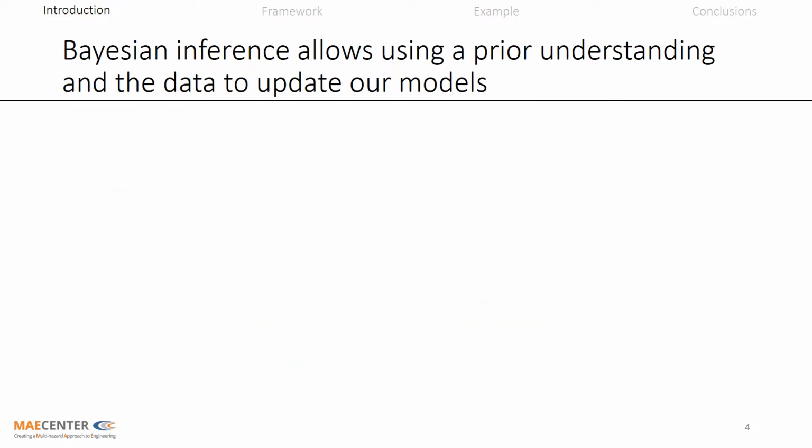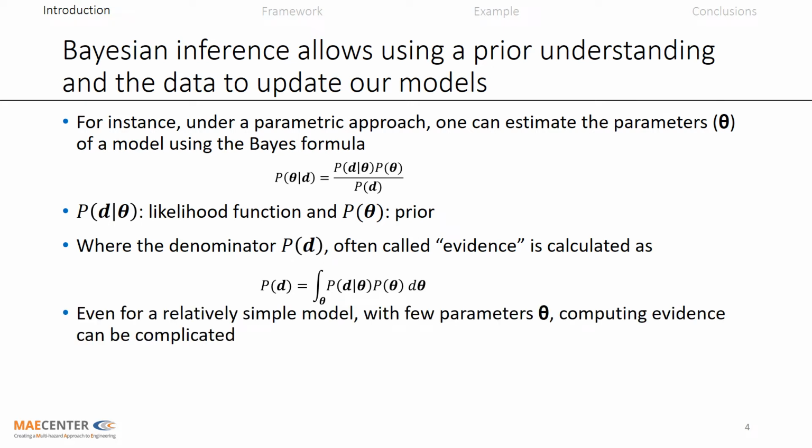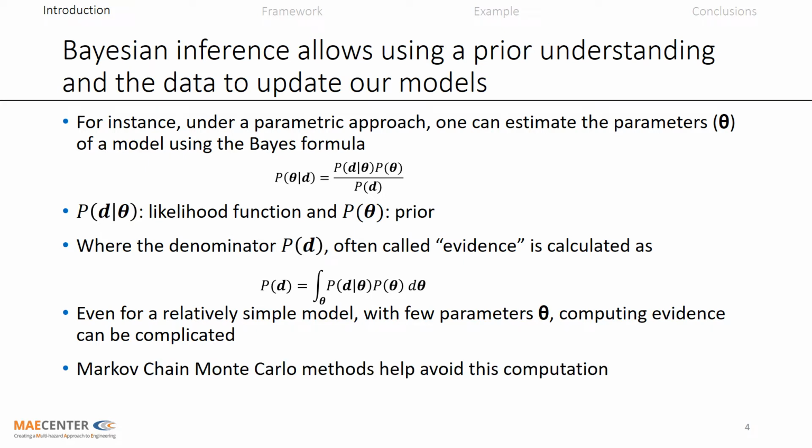Talking about analysis of random fields, Bayesian inference allows using a prior understanding in the data to update our models. For instance, under a parametric approach, one can estimate the parameters of a model using the Bayes formula shown below, where we have a likelihood function and a prior, and the denominator, which is often called evidence, that is calculated by integrating the numerator over all possible parameter values. Now, even for a relatively simple model with few parameters, computing evidence can be complicated. Markov chain Monte Carlo methods help us avoid this computation.